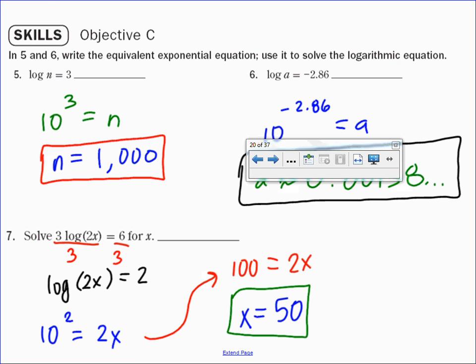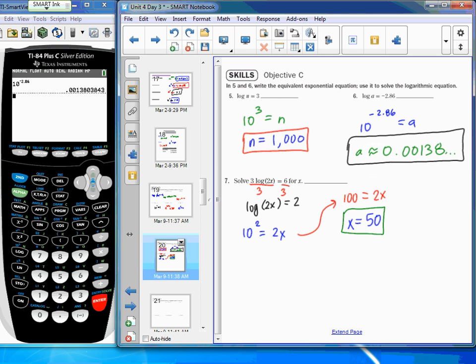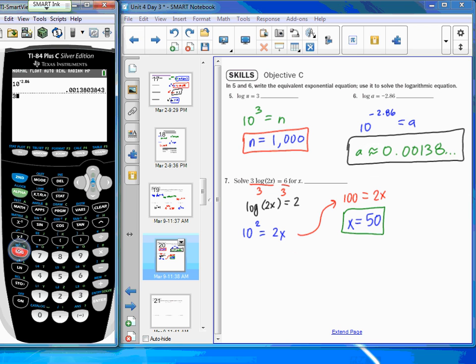How could we check? We could take that 50 and plug it into my original, right there where I see an x. So if I did 3 log parentheses 2 times 50, close parentheses. If we did this correctly, when I press enter, what should it give us? 6. Cross your fingers, throw salt. We win! 6. Hooray!